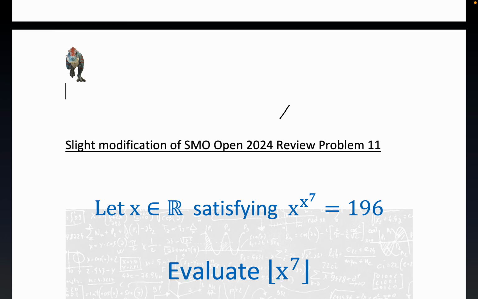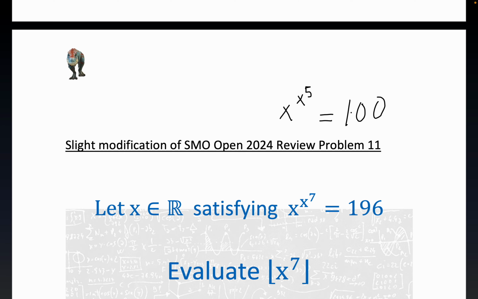Hi everybody. Tonight we have a problem that's quite similar to an SMO review type question. And that particular problem was kind of a tower power sort of thing. So this reads x raised to the quantity x to the fifth equals 100.